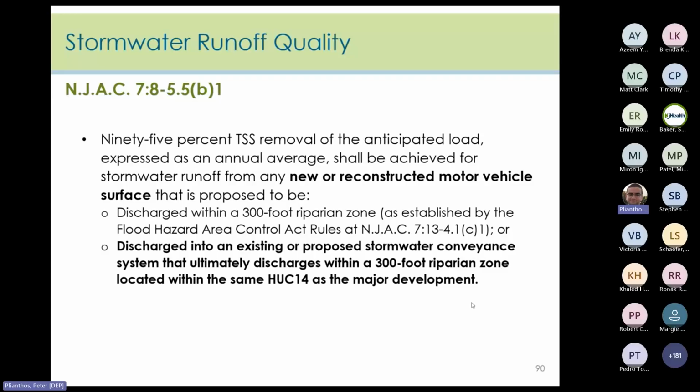So in the previous rule, 95% TSS removal was required for stormwater discharge within a 300-foot riparian zone. The NJPACT rule clarifies that discharge into a stormwater conveyance system, existing or proposed, which ultimately discharges within a 300-foot riparian zone located within the same HUC 14 as the major development, must also meet the 95% TSS removal rate requirement.